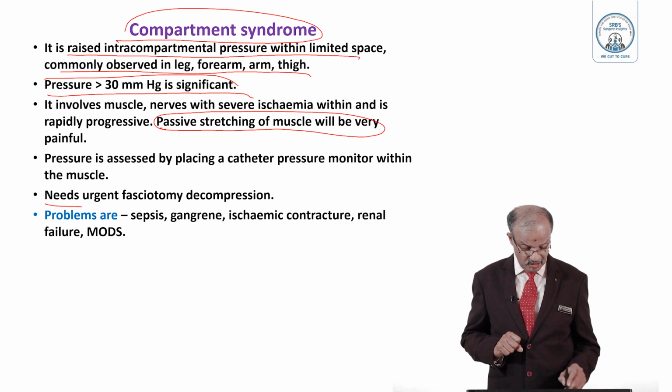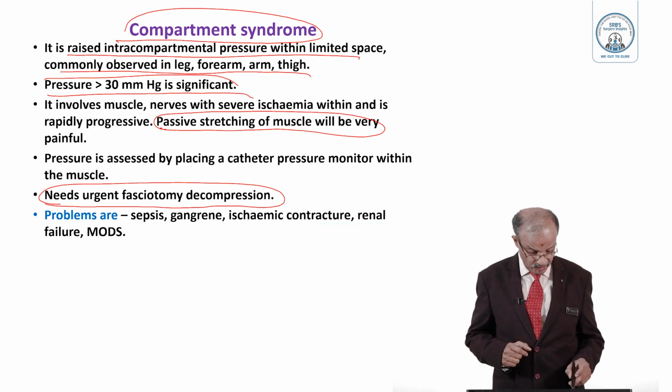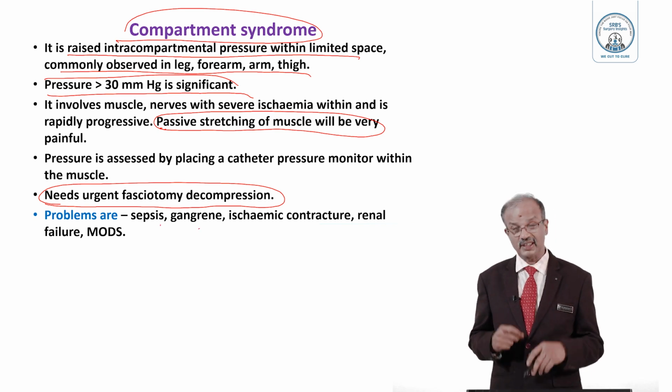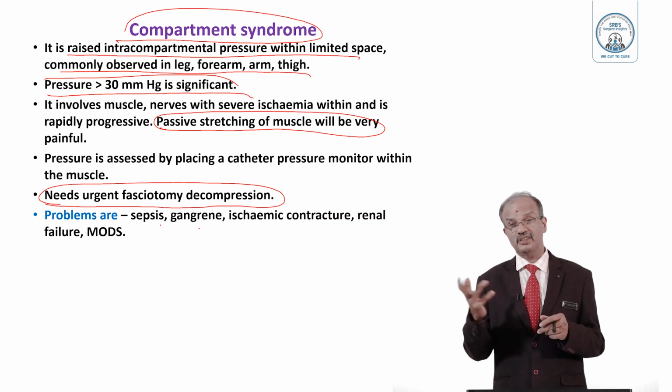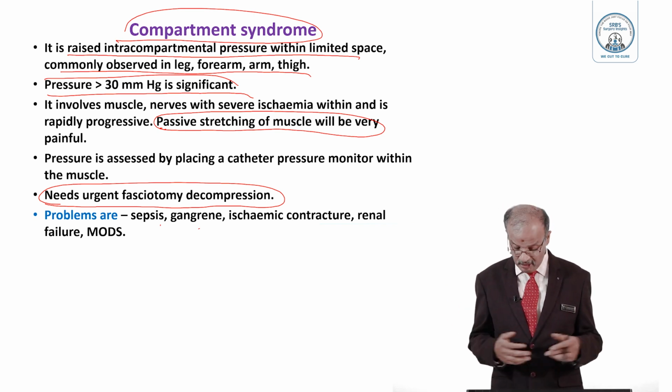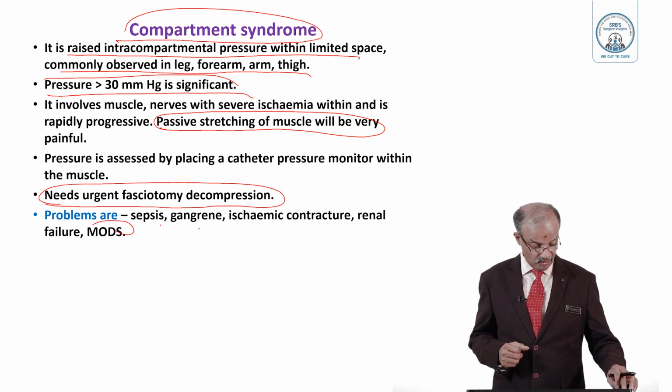It needs urgent fasciotomy to decompress. Otherwise, you will lose the limb, and the patient can get renal failure, systemic problems, sepsis, everything. Sepsis, gangrene, ischemic contracture later. The muscle goes into ischemia, then Volkmann's ischemic contracture in the upper limb, or ischemic contracture anywhere in the limbs. Renal failure, multi-organ dysfunction syndrome, all those things can occur, remember.